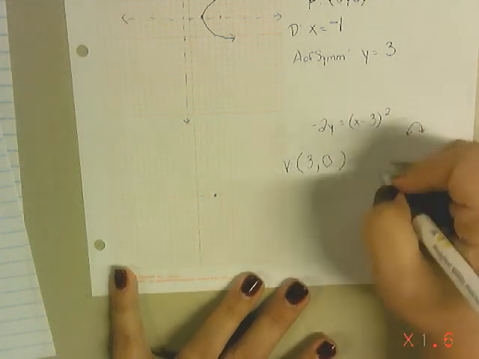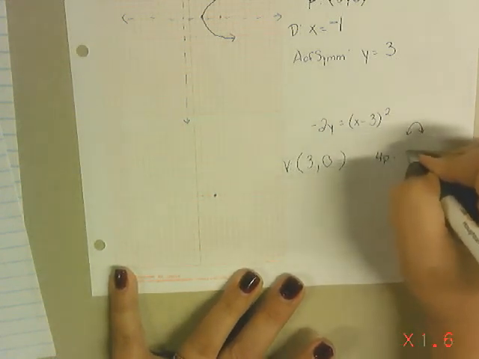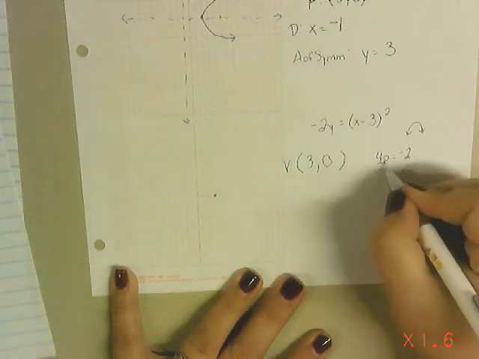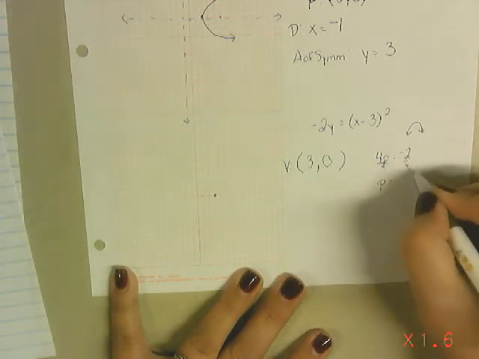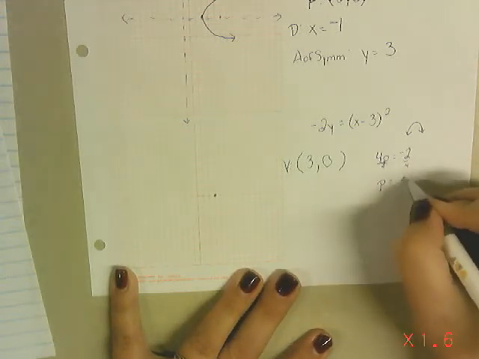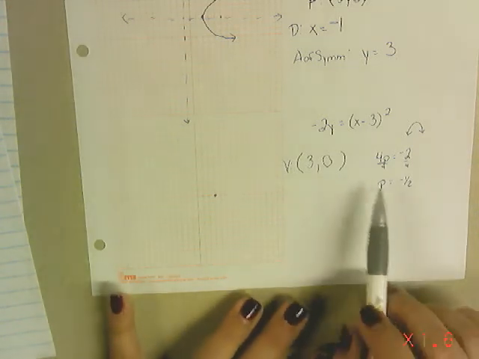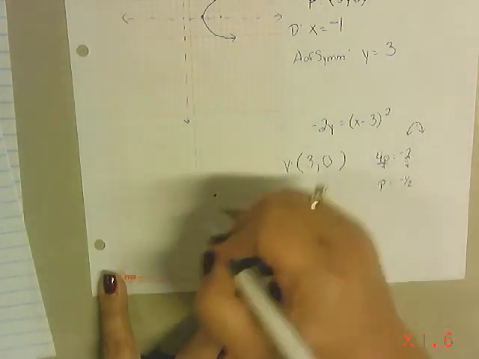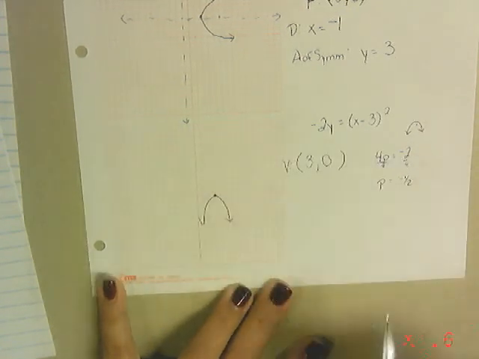I need to find my p-value. And again, my little equation there is 4p equals that number in front. So when we go to divide this by 4, oh, this one plays tricks with my mind. -2 over 4 is -1/2. So your p-value is -1/2. All right, here we go. I know already that my parabola is supposed to be going down.